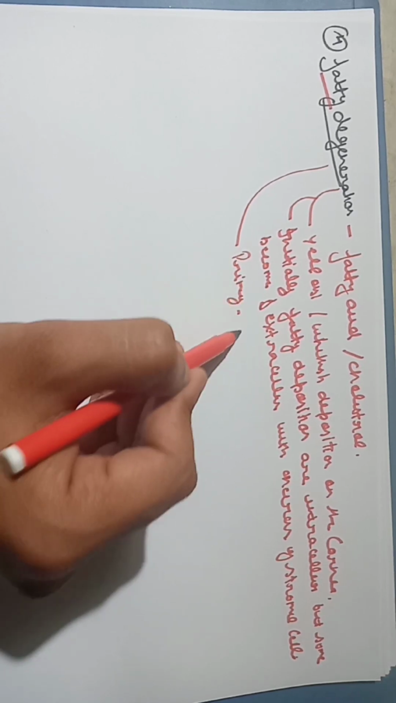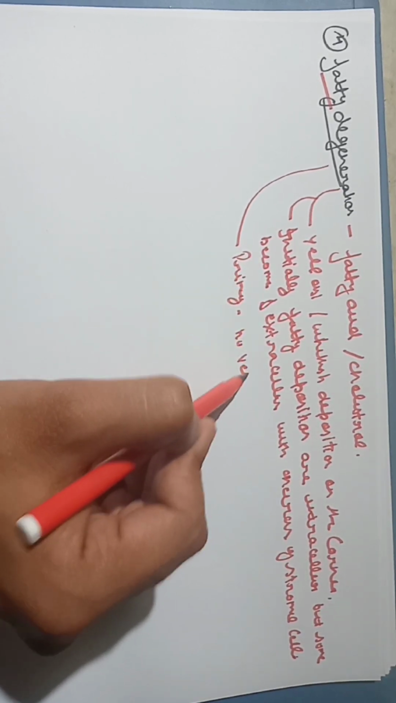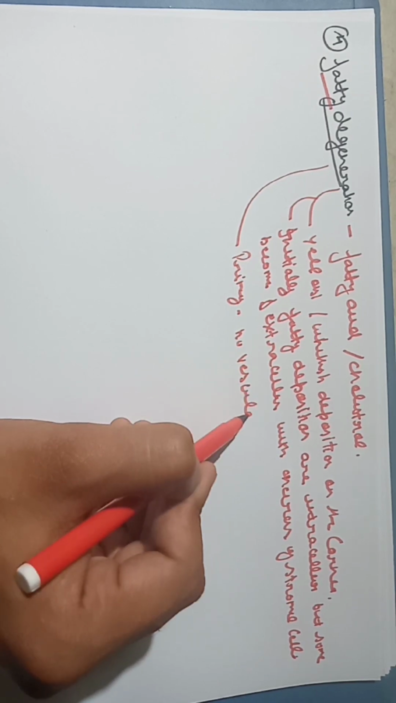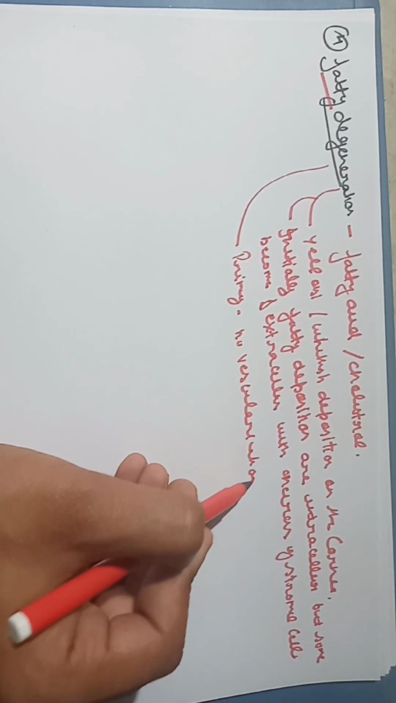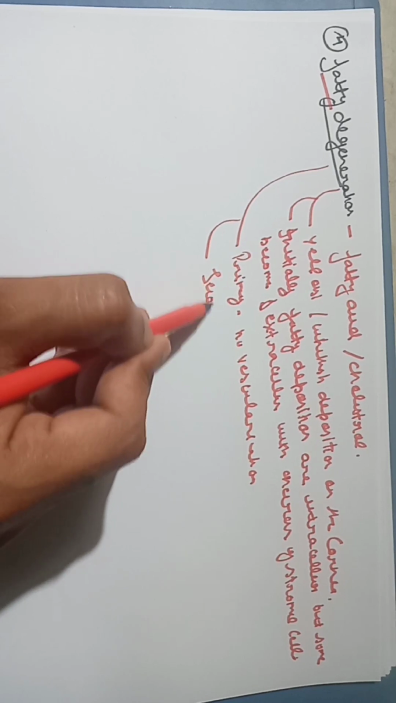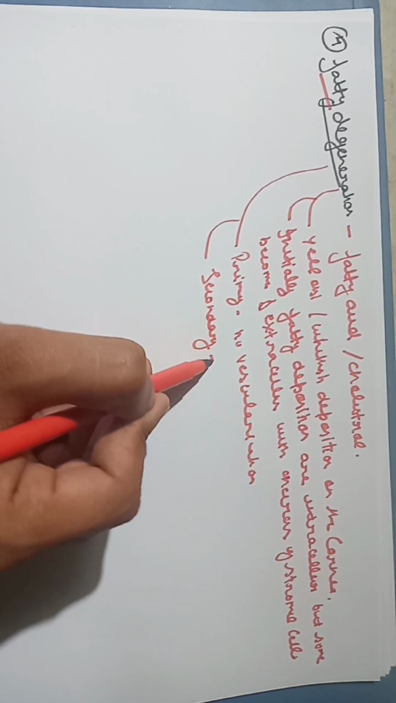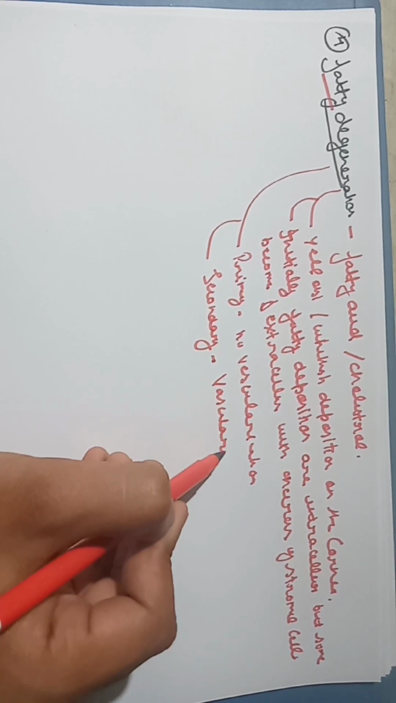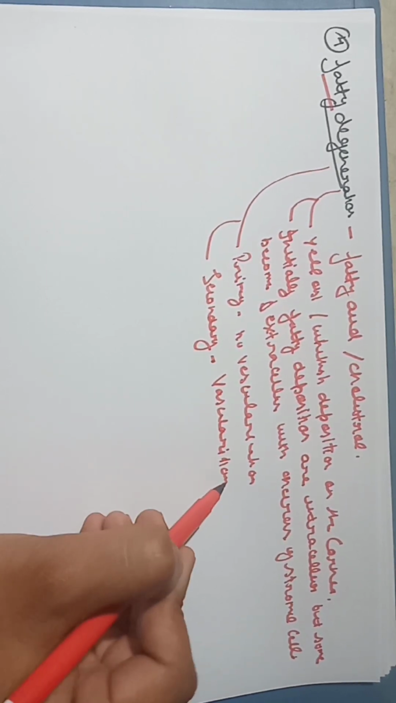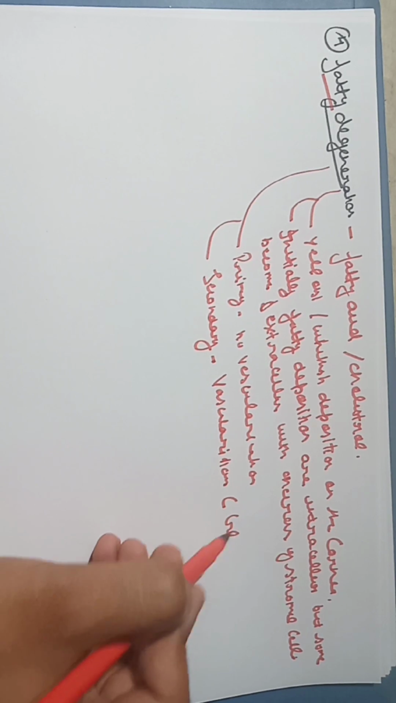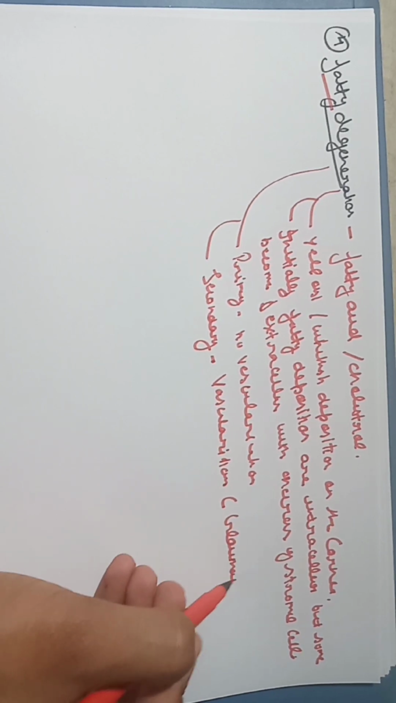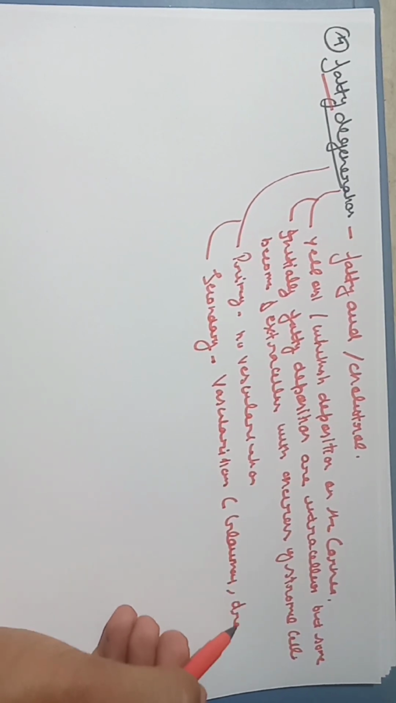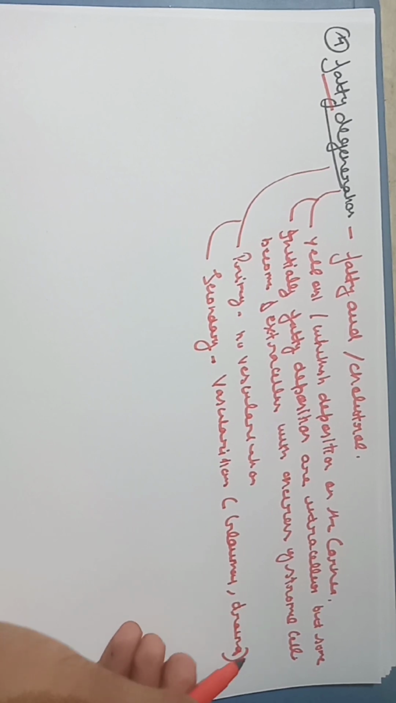Suppose it is primary, in which there is no vascularization. But in secondary, vascularization occurs. Secondary vascularization is due to long-standing glaucoma and trauma.